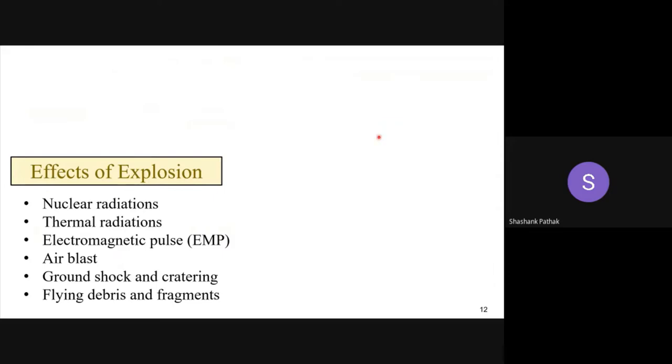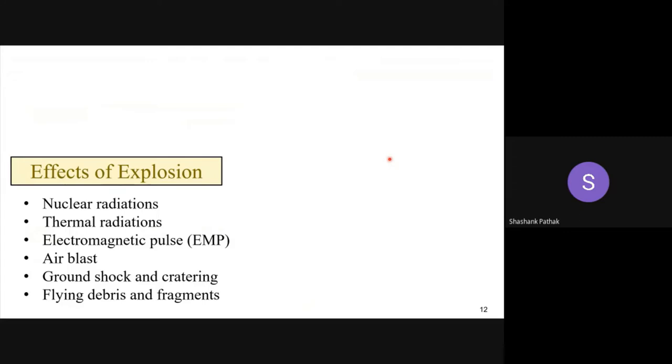Now suppose an explosion happens, what can be the different effects of that particular explosion? Not only structural failure, there will be nuclear radiation. You remember from Nagasaki and Hiroshima, people died because of nuclear radiation also. So many people were prone to cancer. Then thermal radiations.